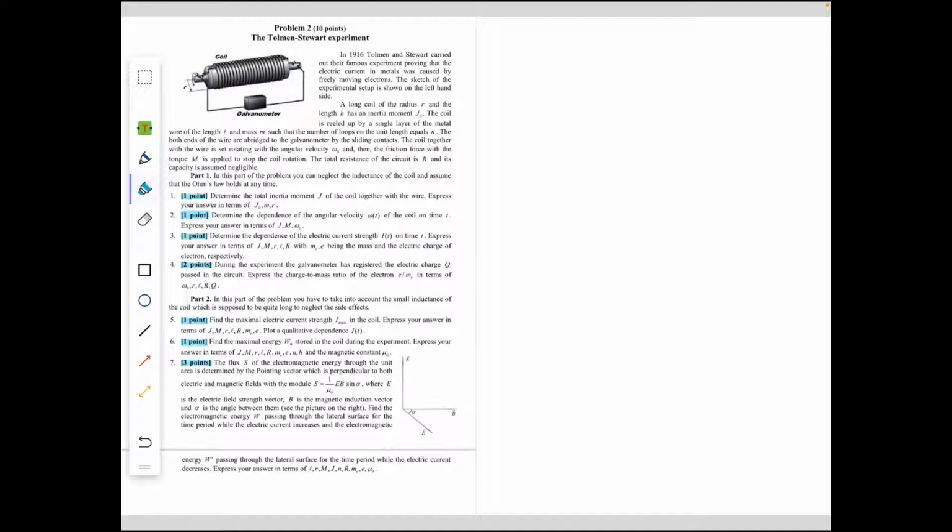In the first part we have to determine the total moment of inertia J of the coil together with the wires. It's very simple. J equals J naught plus m r square, because all the mass of the wire is at a distance r, and each small part will contribute its mass times r squared. So it's just J equals J naught plus m r square.